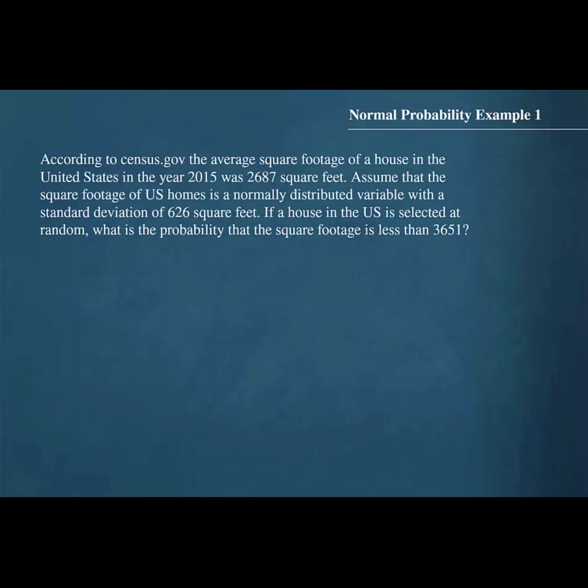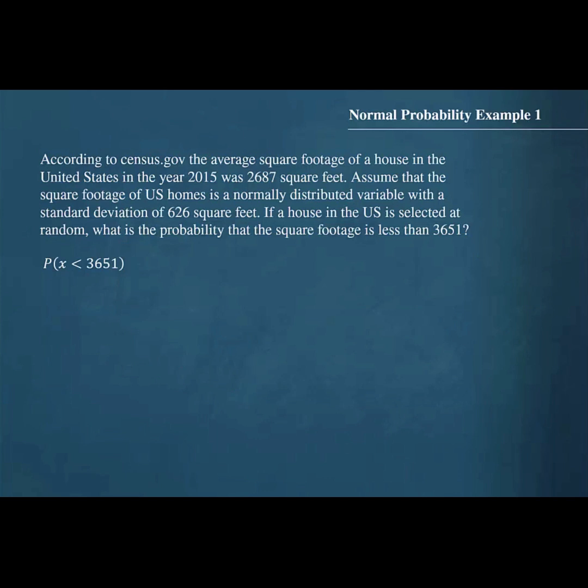According to census.gov, the average square footage of a house in the United States in the year 2015 was 2,687 square feet. Assume that the square footage of U.S. homes is a normally distributed variable with a standard deviation of 626 square feet. If a house in the U.S. is selected at random, what is the probability that the square footage is less than 3,651?